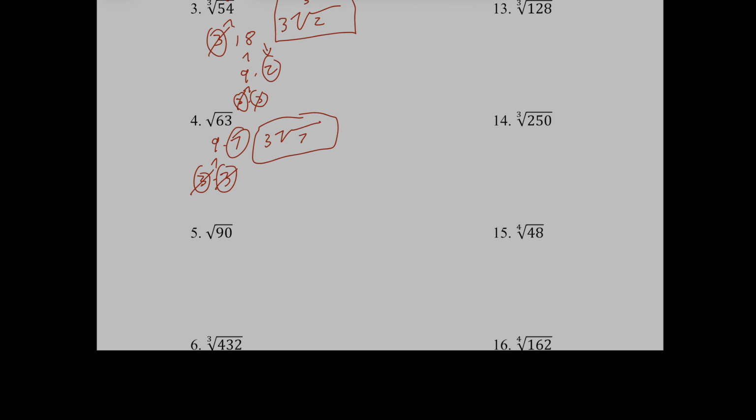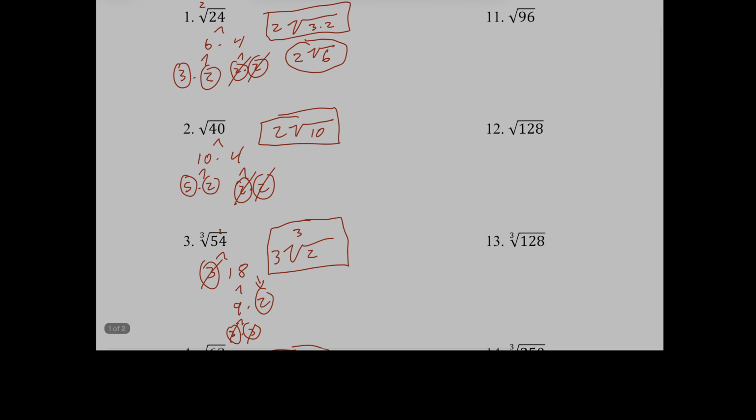Number 5, I'm going to break down the 90. I'm going to go 9 times 10. I'm going to go 3 times 3. And here I'm going to go 5 times 2. I notice that I have a pair right there. And what's left over? The 5 times 2, which is 10.